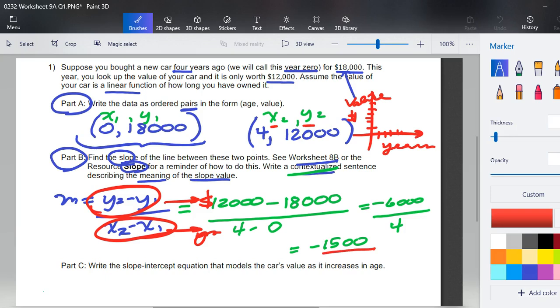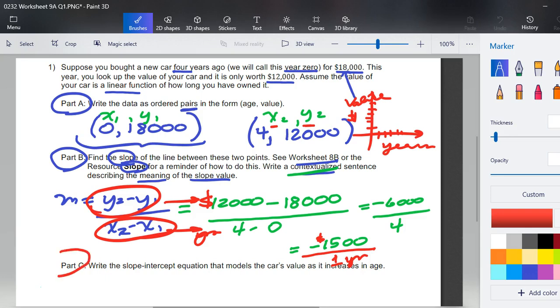So with my answer over here, I like to put it in 2 parts. What it's telling us is that we're going to go down $1,500 for every year that we own the car. Or we could say for every year we own the car, we're going to go down $1,500, and that is a contextual sentence to describe the slope.